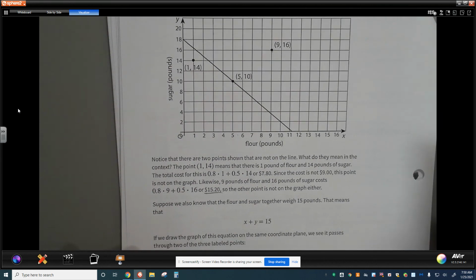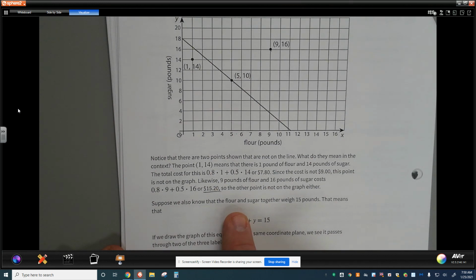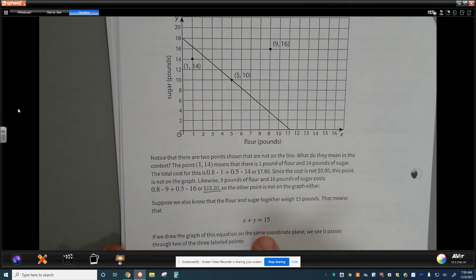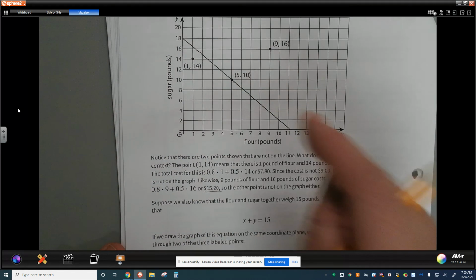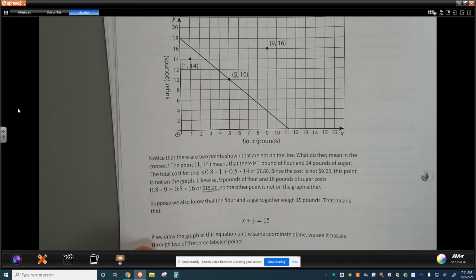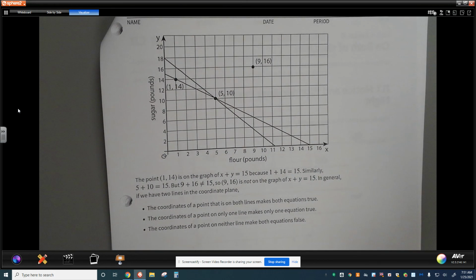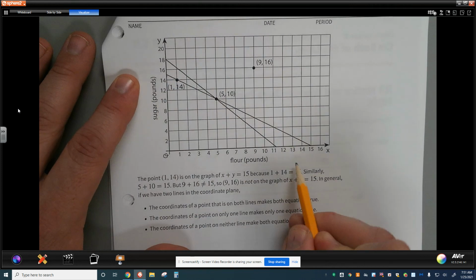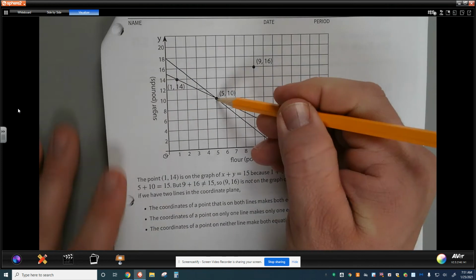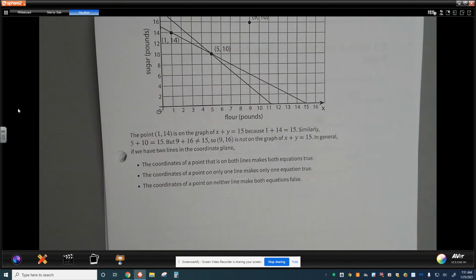So we need to understand a couple of different pieces. Talking about how much weight we have also helps us to narrow this down. If we knew that the flour and the sugar together would be 15 pounds, that would help us to draw another line and another conclusion about how much flour we have. And that would be this piece at 15 pounds. We could either have all sugar or we could have all flour. We could draw that line. We see that the two lines intersect. They make both equations true at the same time.